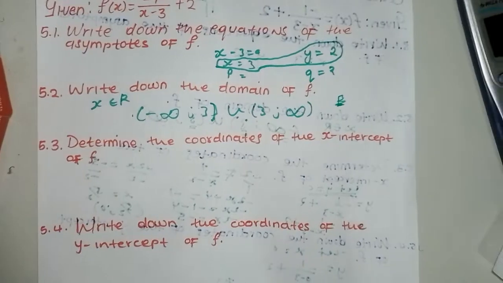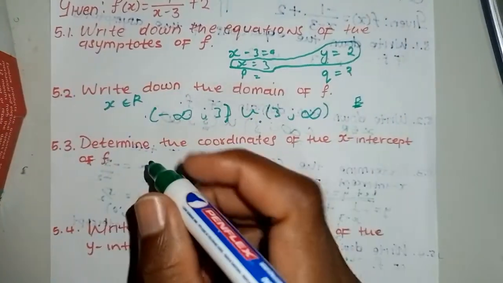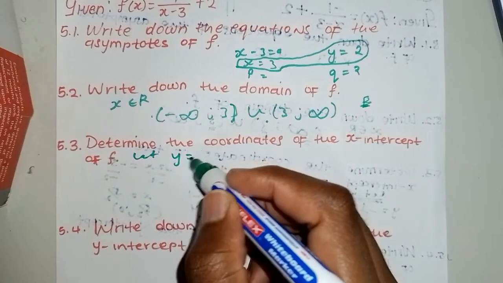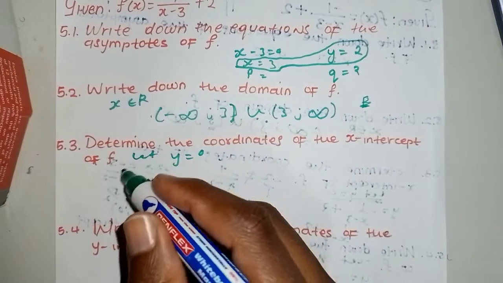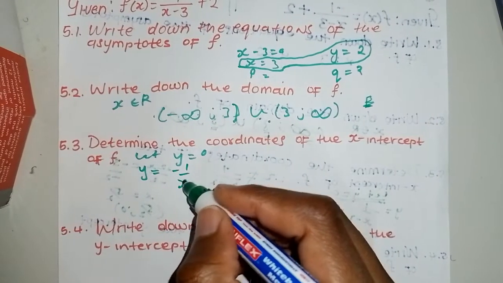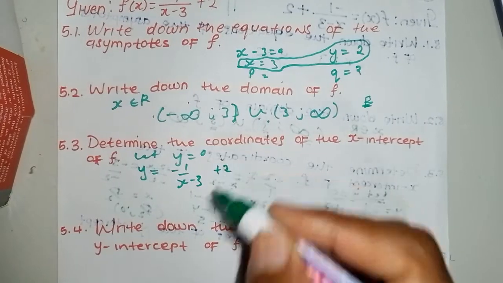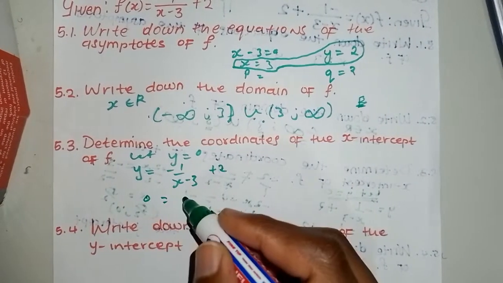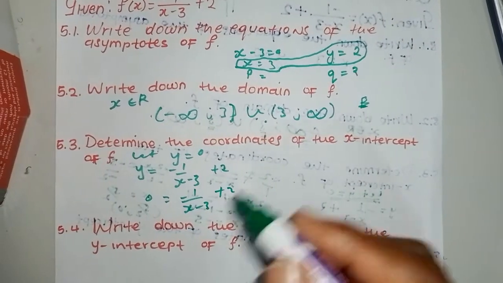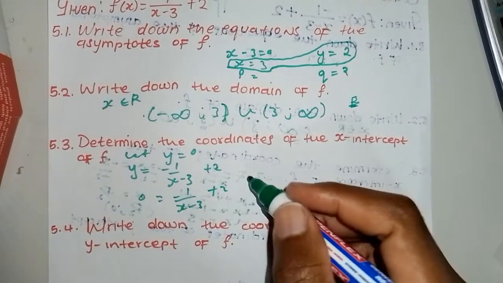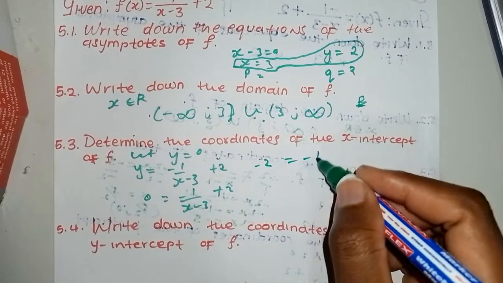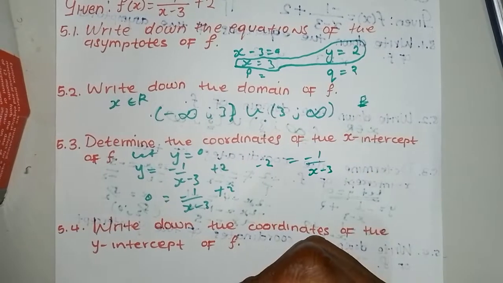Then the third question: determine the coordinates of the x-intercept. Remember what I said about the x-intercept? When calculating the x-intercept, let y equal 0. When you let y equal 0, you're going to have the equation y equals negative 1 over x minus 3, plus 2. Then 0 equals negative 1 over x minus 3, plus 2. Take this to the other side, I'm going to have minus 2 equals minus 1 over x minus 3.